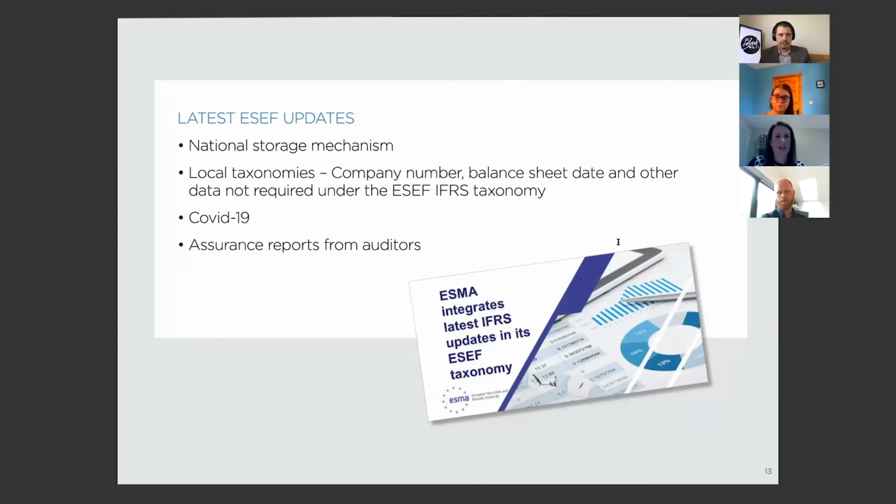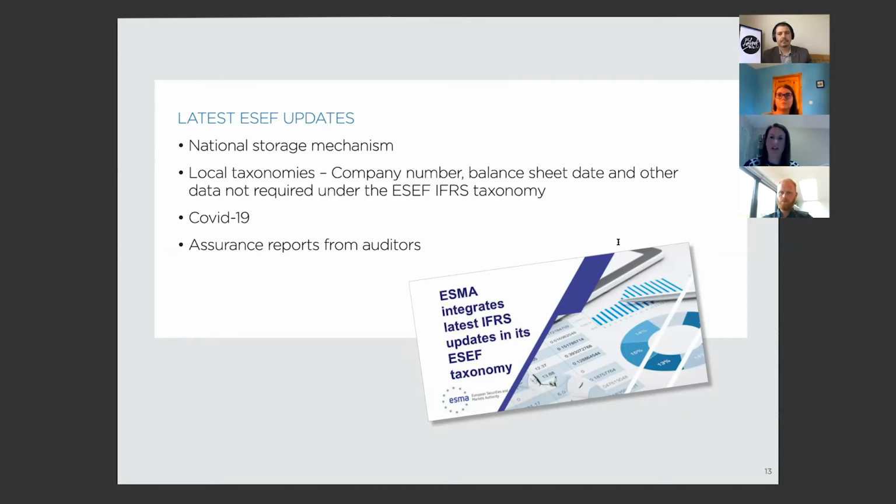So just some of the latest updates. These are some of the things that I get asked quite a bit or get discussed at the iXBRL UK forums. So the national storage mechanism, it's looking like that is likely to be Companies House. Quite how that's going to work is still up in the air a little bit. It is likely that there will be some UK-based taxonomy that will overlay the ESEF taxonomy to allow Companies House to effectively store the documents.